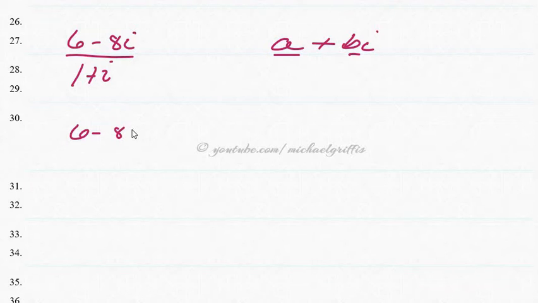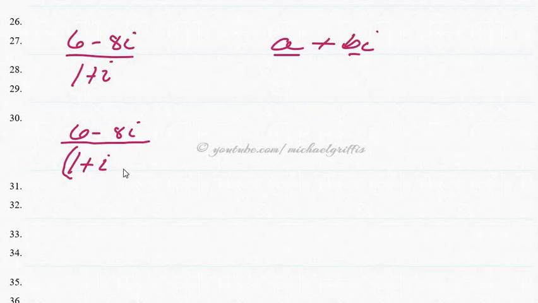6 minus 8i over 1 plus i. So we're going to have to multiply. We got to get this i out of the denominator. We want to get it into this form right here where we have the real part and the imaginary part. Okay. So we're going to rewrite and multiply the denominator by the conjugate.